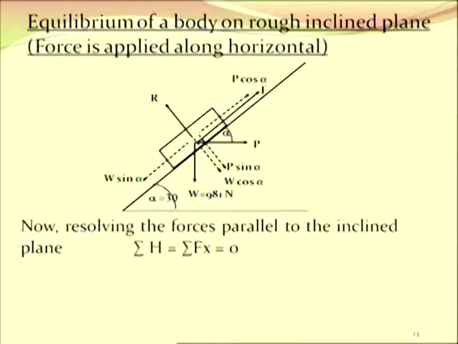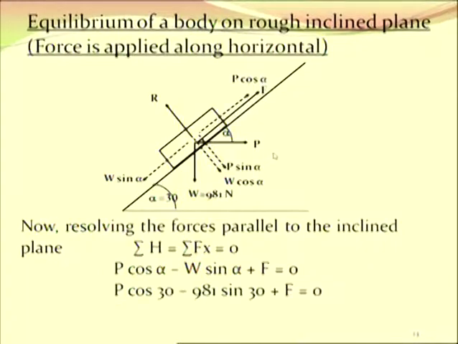Now resolving the forces parallel to the inclined plane. So first we have taken perpendicular to the plane, now parallel to the plane. There three forces are acting. First is P cos alpha, which is acting towards the positive direction of X, frictional force F acting towards the positive direction, and W sin alpha which is acting towards the negative direction. So sigma Fx is equal to 0. Putting these values, P cos alpha minus W sin alpha plus F equals 0.